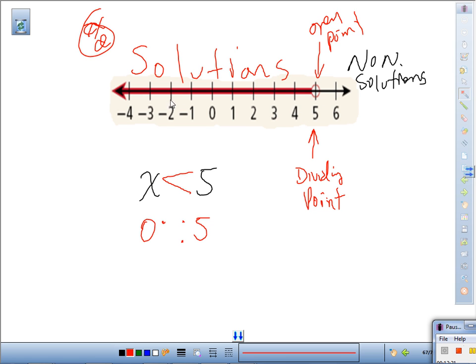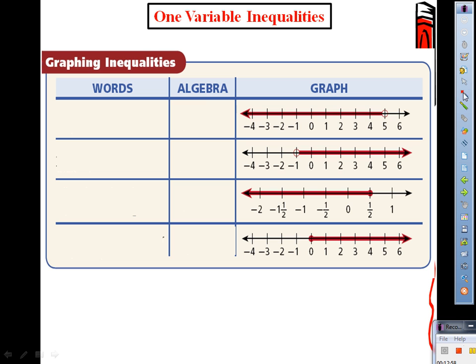We have the number line, we have a graph, we have a dividing point, we have the solution section, and the non-solution section. We wrote an inequality from the graph using a variable and the dividing point, and then we just tested a point from the solution part, and that's how we know where to point the arrow. Okay? So I'm going to go back to the table.